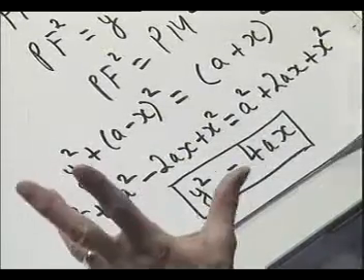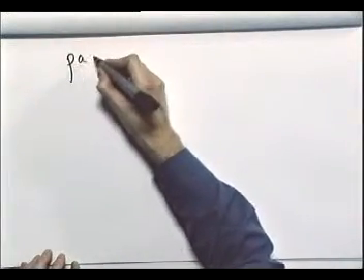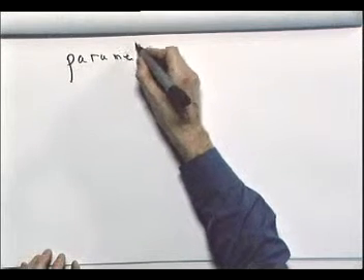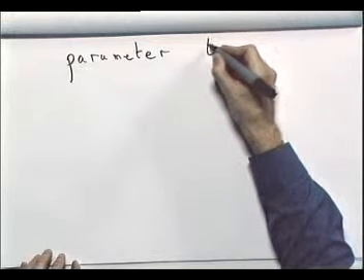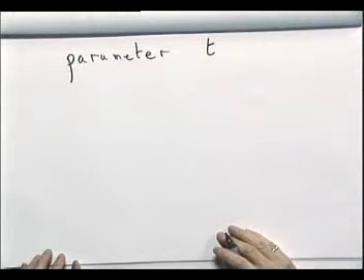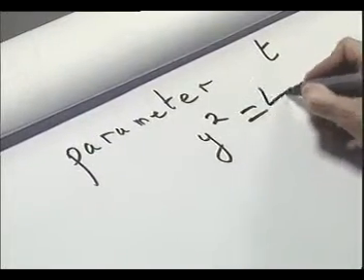Now, this is a standard equation, and it is the equation with which we want to work. But sometimes, when we're doing these curves, it's helpful to have the equation described in terms of a third variable, a variable that's often called a parameter. And the parameter we're going to have in this case is the parameter t. So we've got an equation y squared equals 4ax.